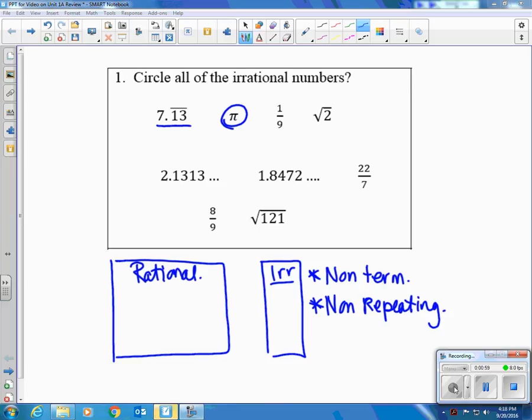Pi, we know, is our famous irrational number. This is a fraction, so that is going to be rational. The square root of 2, remember, if it's not a perfect square, it's automatically going to be an irrational number.